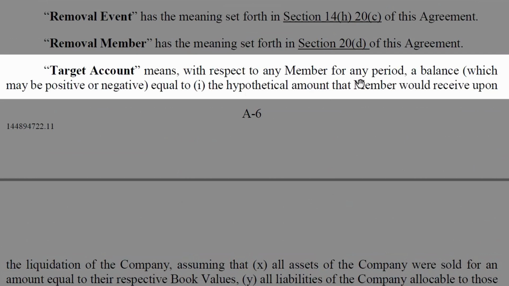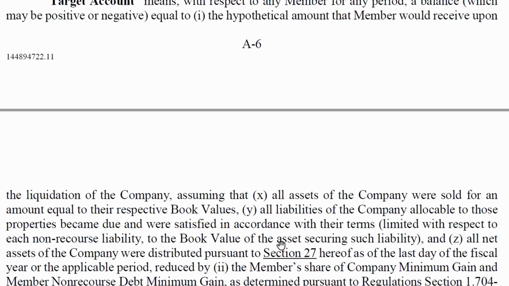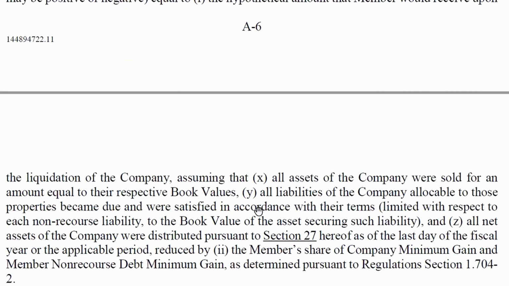Means with respect to any member for a period, the hypothetical amount would receive upon liquidation, assuming all assets, all liabilities, all net assets were distributed pursuant to section 27. Where's 27, Hoffman? Oh. So now it says target capital accounts mean we had to sell our assets, pay all our liabilities, and then go look at 27.